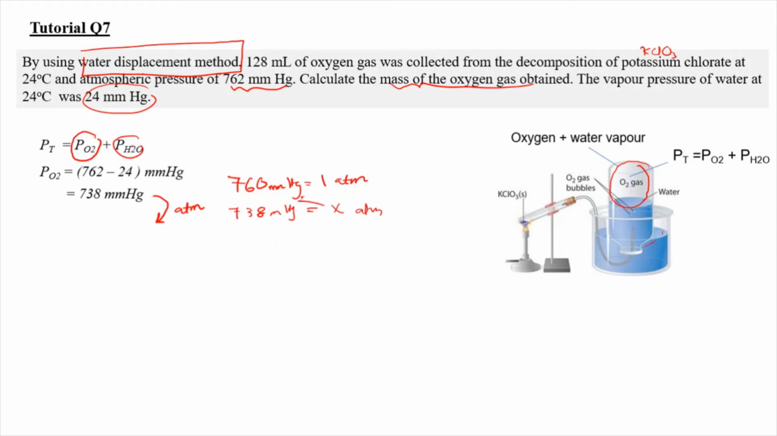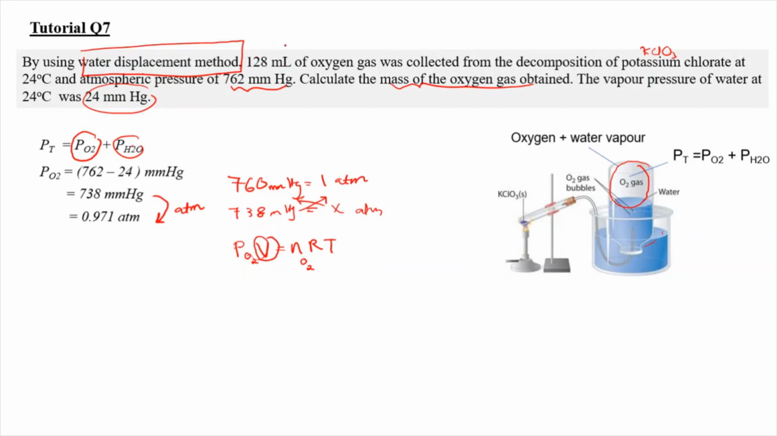So you can do a cross multiplication, and once you do that, you're going to get 0.971 ATM. So from here, you can calculate the number of moles first, because you know that the pressure PO2 V equals nRT. So we have P oxygen, so the number of moles here is going to be the number of moles of oxygen.